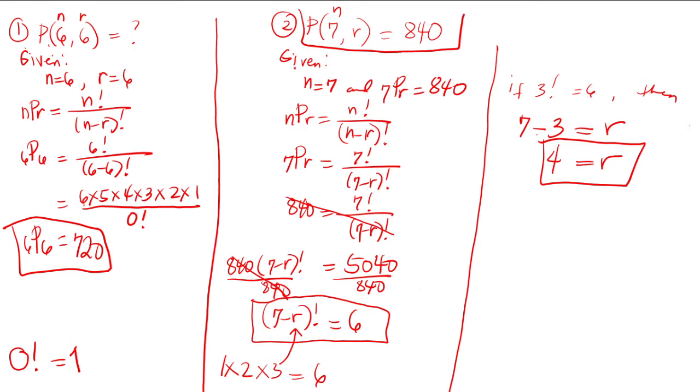Okay? So, try natin. The permutation of, ayan, try natin. 7P4 is equal to 840. Tama. So, therefore, r is equal to 4. Okay? Meron pang isang way. Ito yung unang way mo na mahaba. Meron pang pangalawang way. Okay?